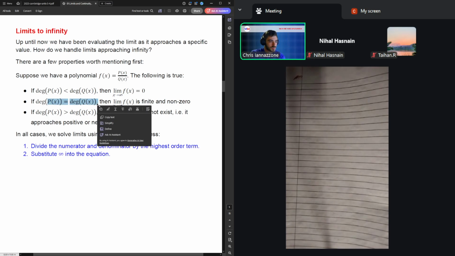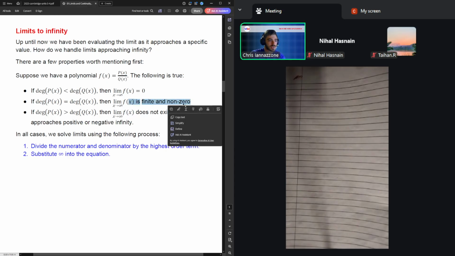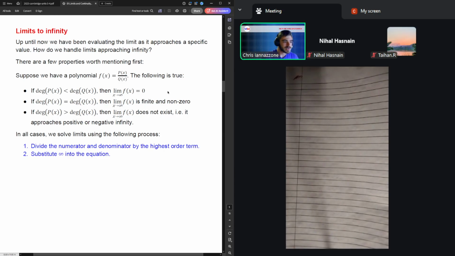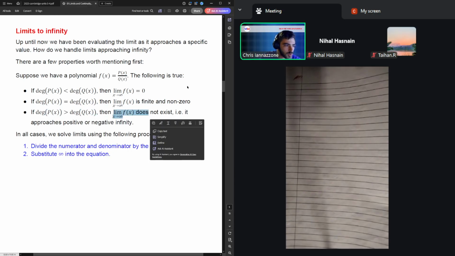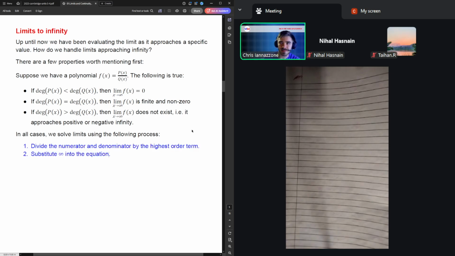If they have equal degree, then you will get a finite non-zero limit. So it'll be a specific number, but you won't be able to know ahead of time what that is until you actually do some math. This one here, you just always know is going to go to 0. Then, if the degree of the numerator, so the power of the numerator, is greater than that of the denominator, then the limit will always not exist. It'll shoot towards a positive or negative infinity. Those are the three shortcuts. We'll explore in more detail why they are the way they are, and then it'll become easier to understand why they get what they get.